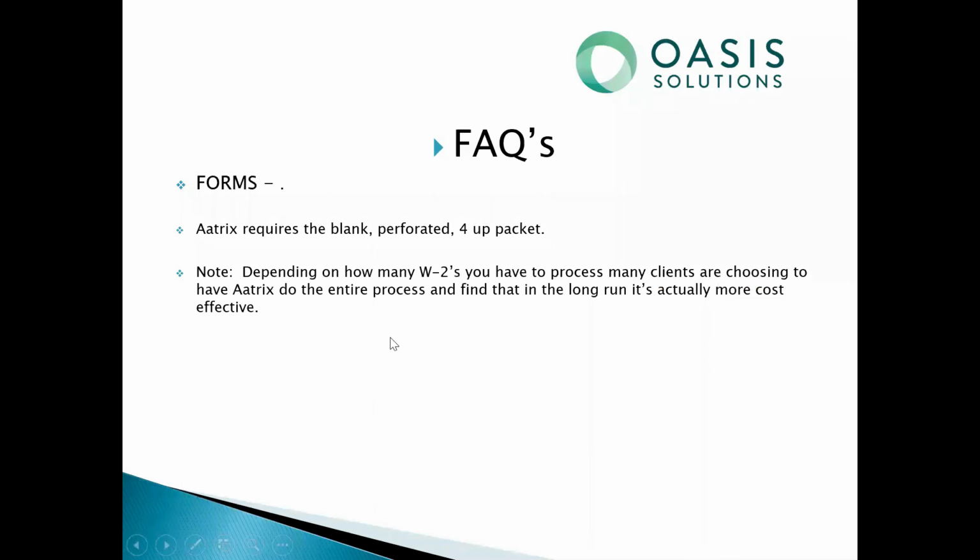Okay. So when you're ordering forms, if you are going to physically print them yourself, you do not buy pre-printed W-2 forms. Atrix requires the blank perforated 4-up packet. Okay? So just make sure that you are ordering the correct form. And again, here's just a little note that depending on how many W-2s you process, you might want to consider Atrix just doing it all for you. But again, do not get the pre-printed forms.